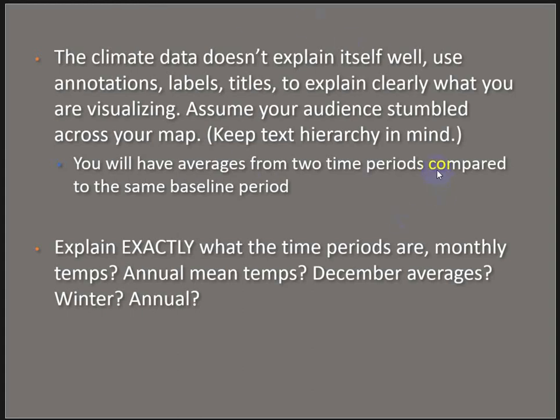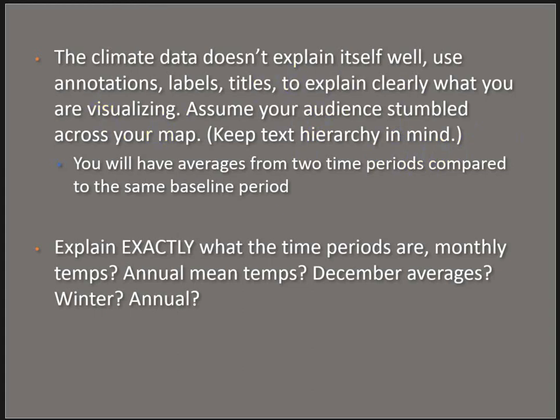The important thing to know about making this map is that this climate data that you're going to be presenting doesn't explain itself well. The idea of a temperature anomaly map isn't clear to most people. So I want you to practice using annotations, labels, titles, whatever kind of text that you need to explain clearly what's being visualized. I want you to assume that the audience has just stumbled across your map. They don't have the background of the assignment. It's not me.